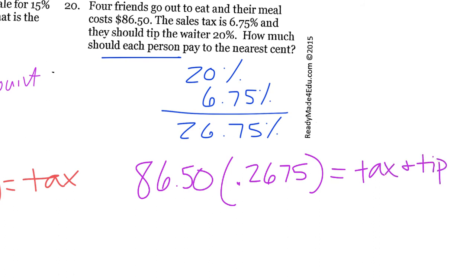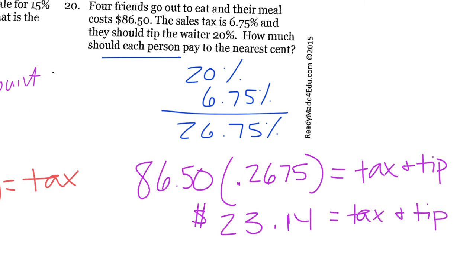So $86.50 times 0.2675, and I get, we're going to do some rounding, 23.138. Well, that 8 is going to round it to 23.14. So this is our tax and tip. All right, not the total.